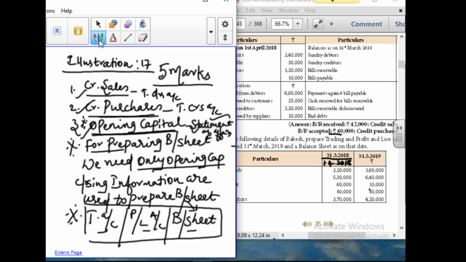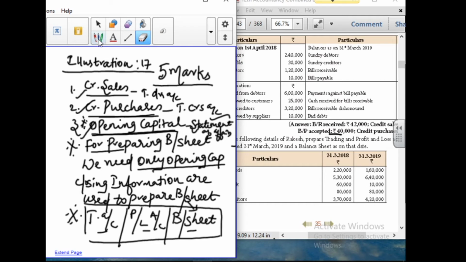But to present the answer, you have to write only the 31/3/2018. So of these informations, the first information is your opening, the second information is your closing. First read the questions fully. Whether we have to find the credit sales, credit purchases, opening capital. If the information is given, no need to find. If not given, you are going to prepare it. So first read the informations. What are the informations given?